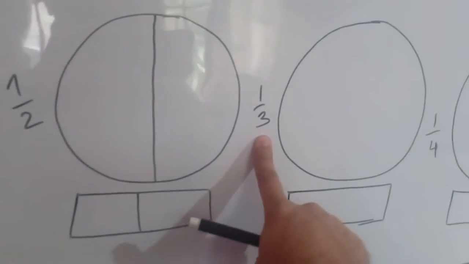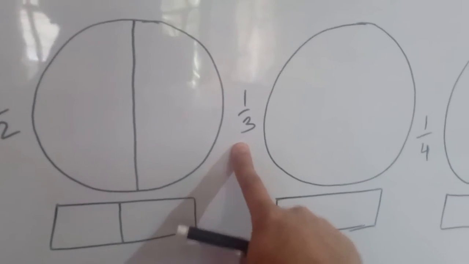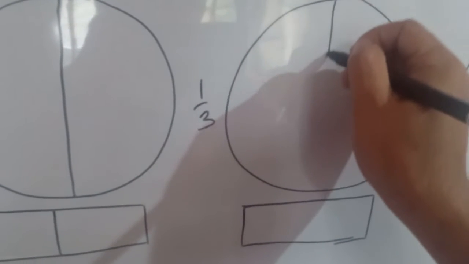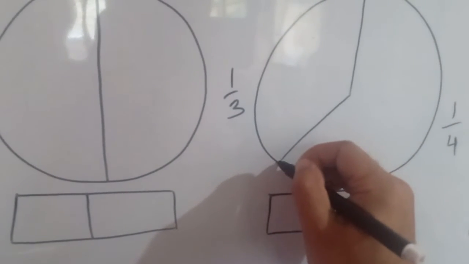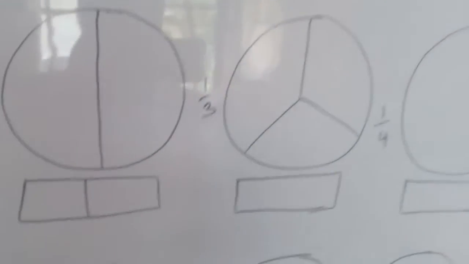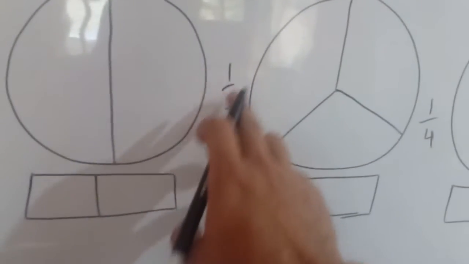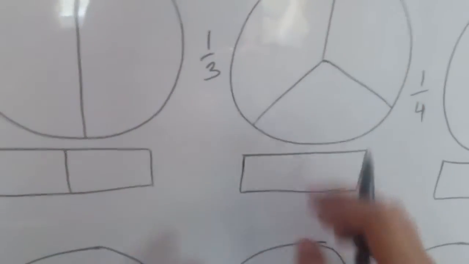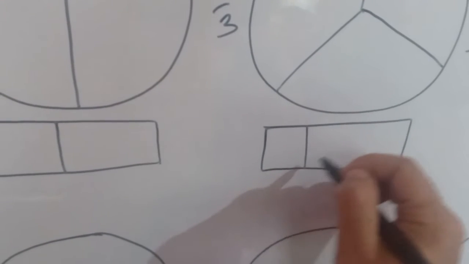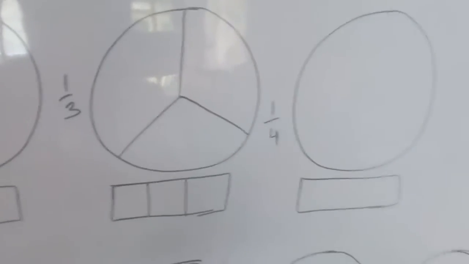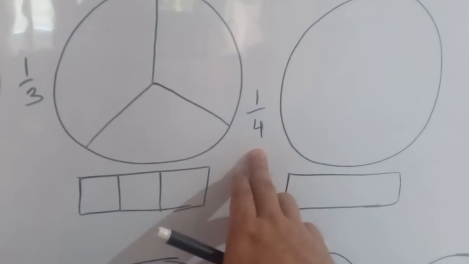Then the third one we have 1 by 3. So we're going to divide this into 3 equal parts so that the fraction is fulfilled. 1 by 3 means the whole has to be divided into 3. So we divide this circle into 3 parts. We'll do this here also. So we have 3 equal parts here, and this is very easy.